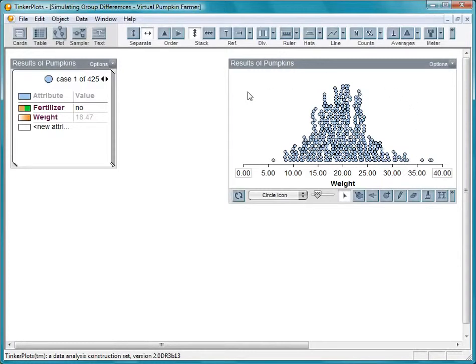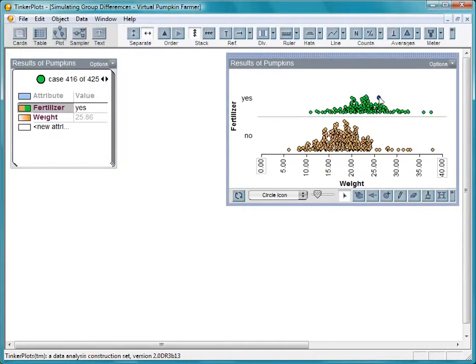The farmer who grew them was testing whether using fertilizer to grow pumpkins produces heavier pumpkins than growing pumpkins without fertilizer. He fertilized about one-third of his crop with the new fertilizer and grew the other two-thirds without using fertilizer. The green pumpkins represent the fertilized pumpkins. Let's pull them up to form their own separate group.